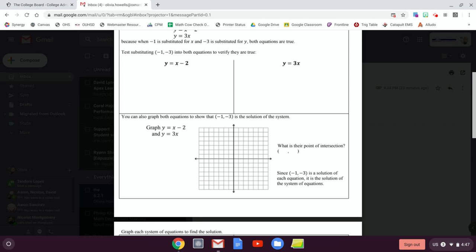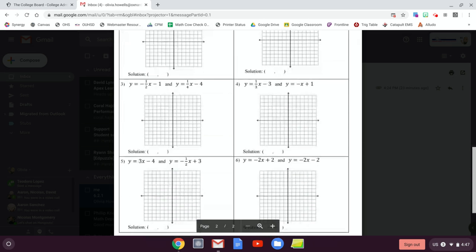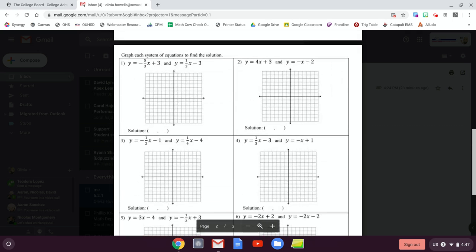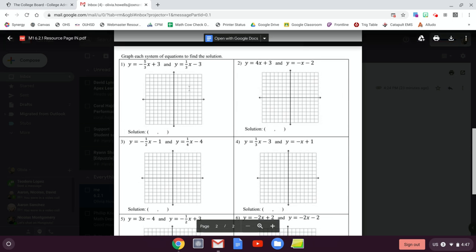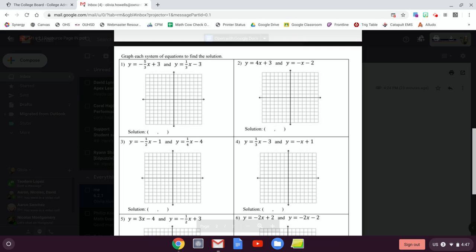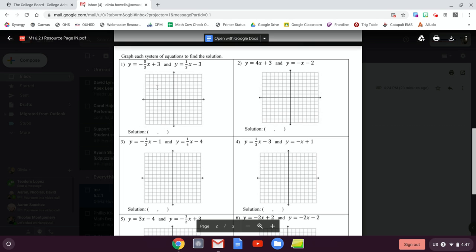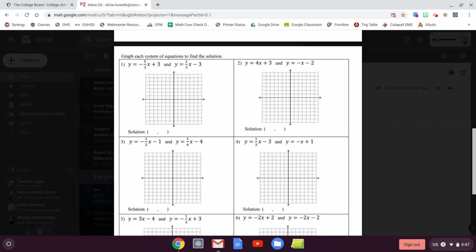So now on your own, you're going to have to graph all 6 of these problems to find the solution for each one. If you want, I will do this first one with you, but then you have to do the other 5 on your own. Okay? So let's do that first problem, this guy right here. We're going to do this one together, and then you have to do the rest on your own, take a picture of it, and upload it to Google Classroom. Cool? So let's do this last one.